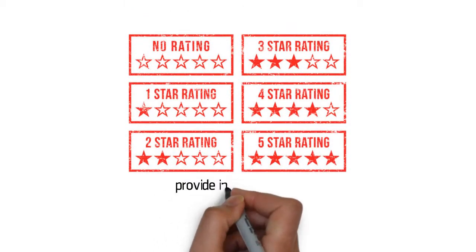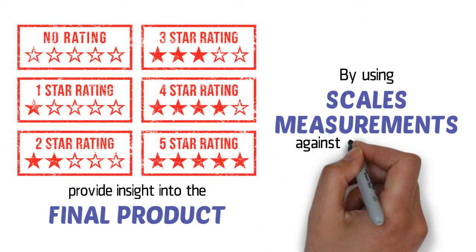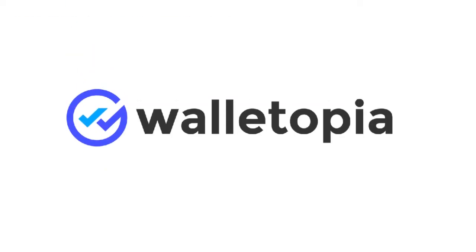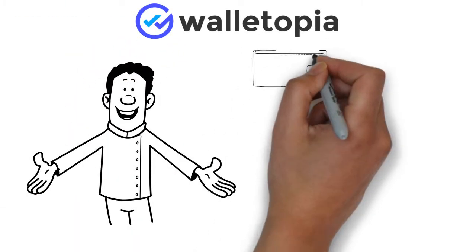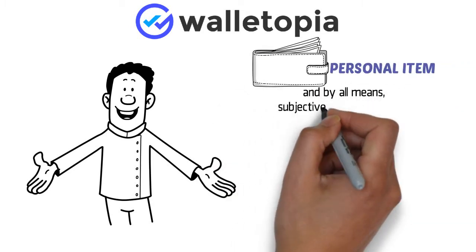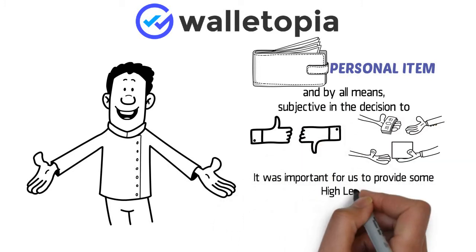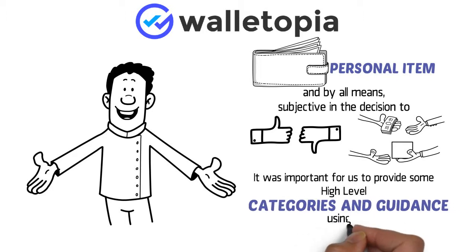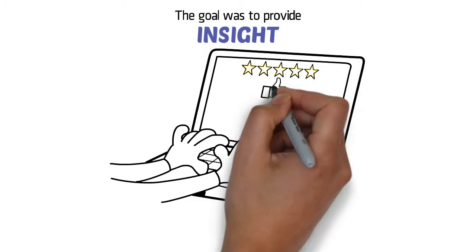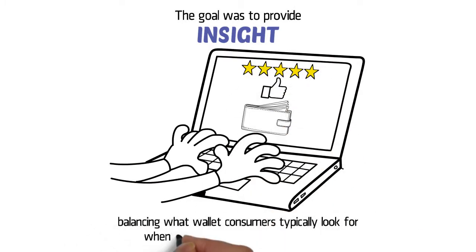Ratings provide insight into the final product by using scales and measurements against specific criteria. For Walletopia, we decided that even though wallets are a very personal item and by all means subjective in the decision to like or dislike and ultimately purchase by the individual, it was important for us to provide some high-level categories and guidance using a weighted final score.